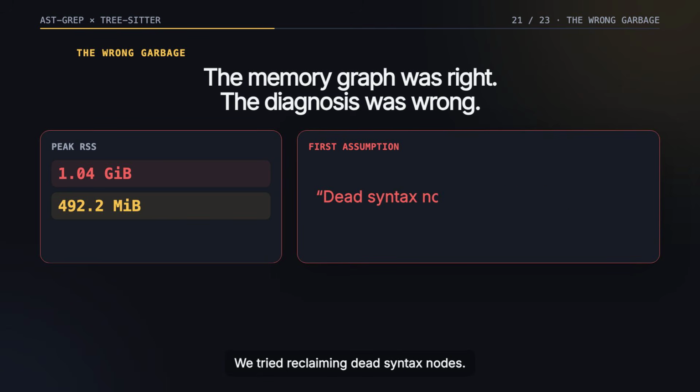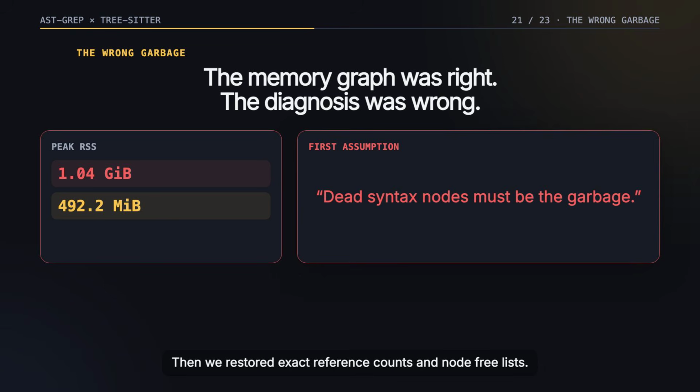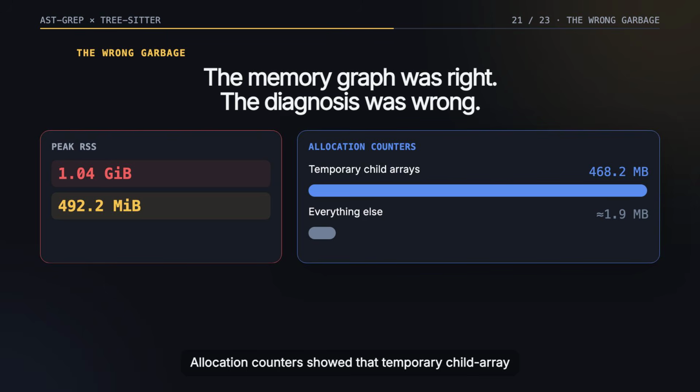Still far too high. We tried reclaiming dead syntax nodes. Then we restored exact reference counts and node-free lists. The peak barely moved. The diagnosis was wrong. Allocation counters showed that temporary child array capacities had advanced the arena by 468 MB. Everything else combined was about 2 MB.